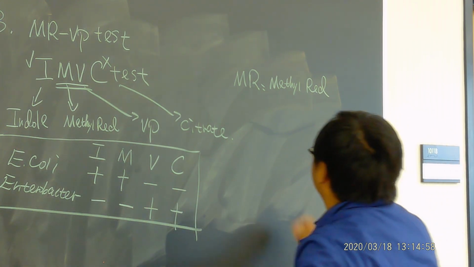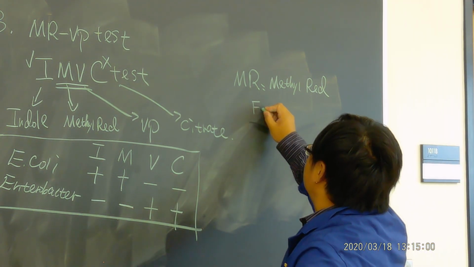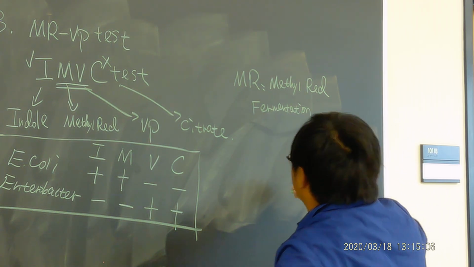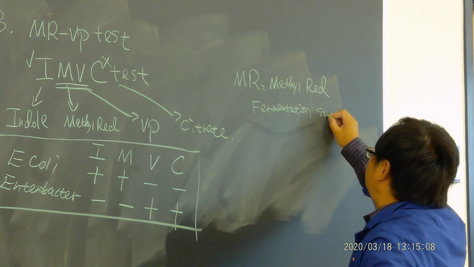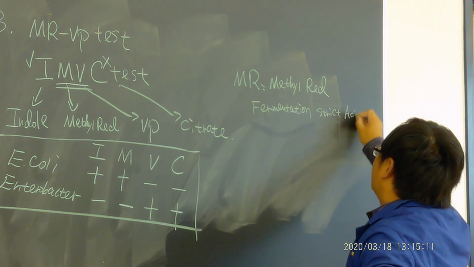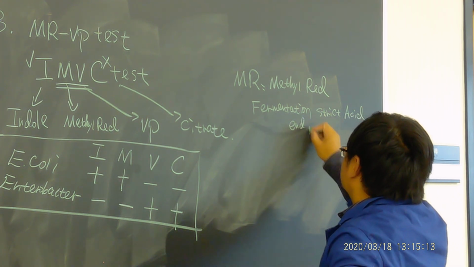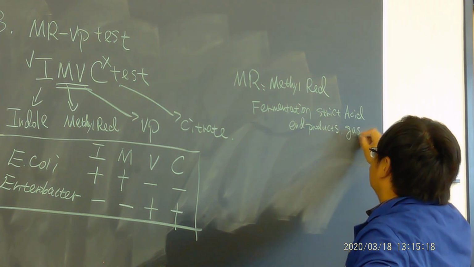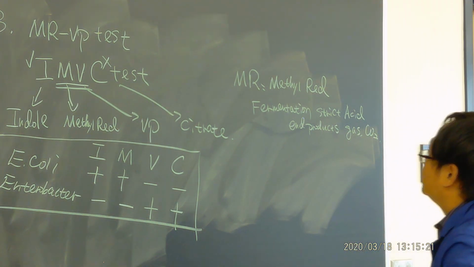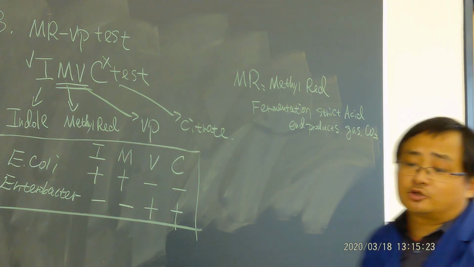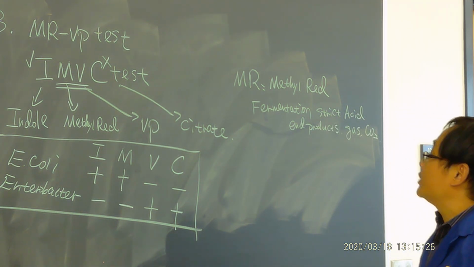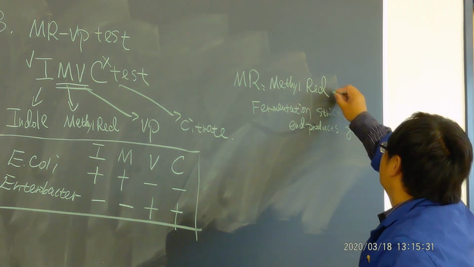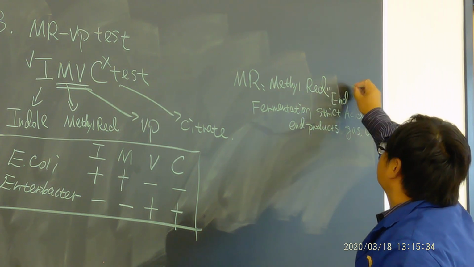So what is methyl red? This is about the fermentation products. Lots of bacteria going through fermentation will generate a very strong acid end product, and with gas or carbon dioxide, for example. Therefore, they will turn methyl red. So methyl red means we can test whether the bacteria going through fermentation have acid as their end products.